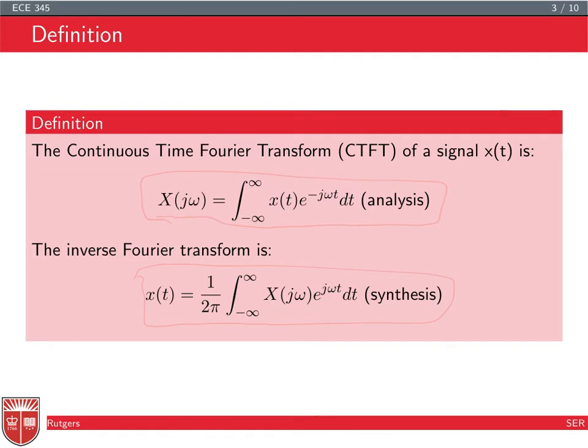So it's x of t. Given X(j omega), the CTFT, you can recover the original continuous signal x of t by the following formula.